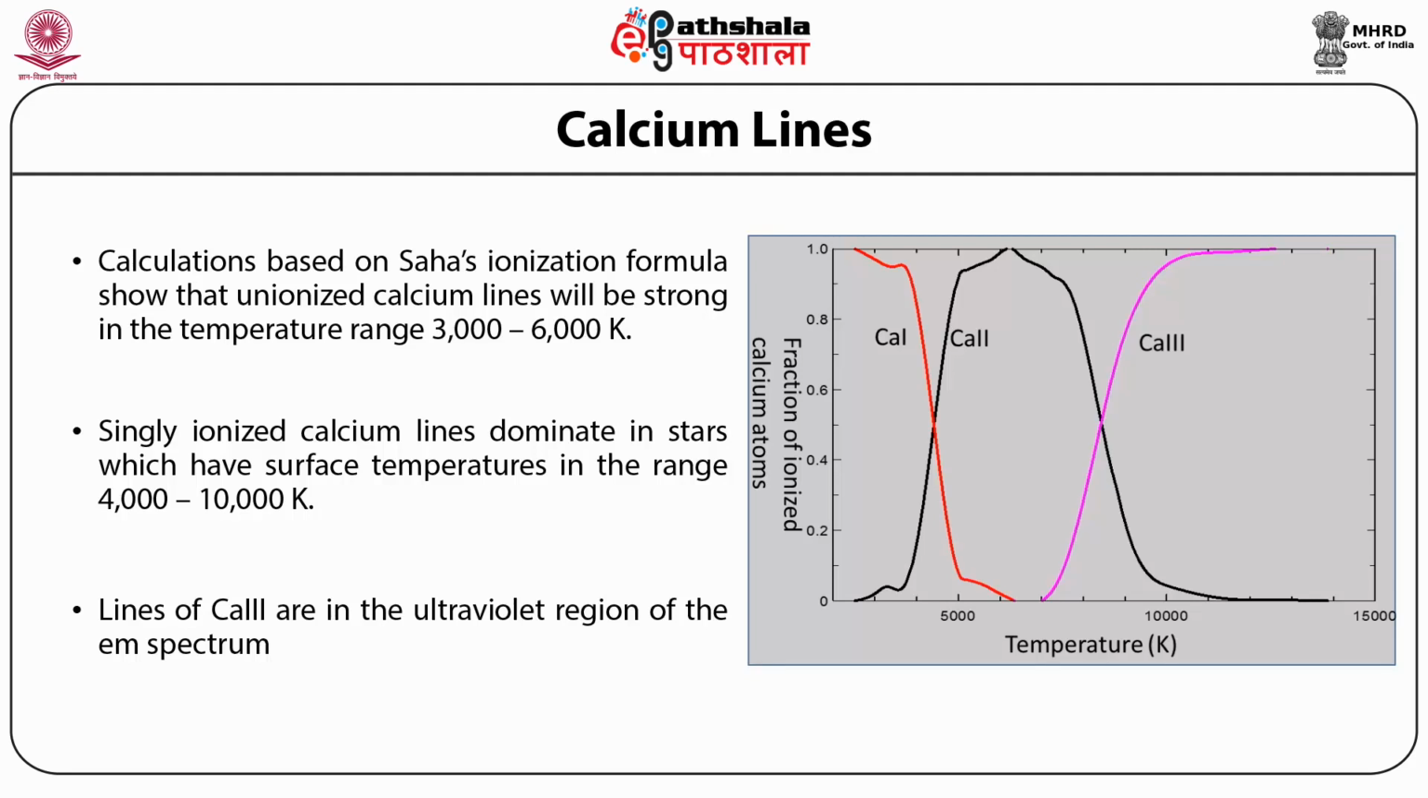So, the given figure here shows the calcium 1, calcium 2, calcium 3 lines, or we can say that the given figure shows the fractions of ionized calcium atoms as a function of temperature. Although the lines of calcium 2 are very intense in the temperature range 4000 to 7500 Kelvin, they are present even at the temperature of 4000 Kelvin, and calcium 3 lines are in the ultraviolet region.